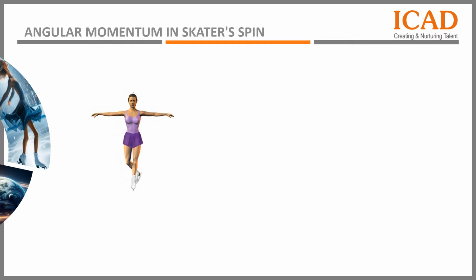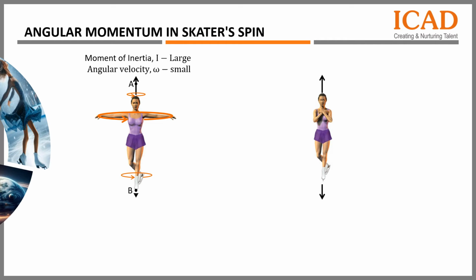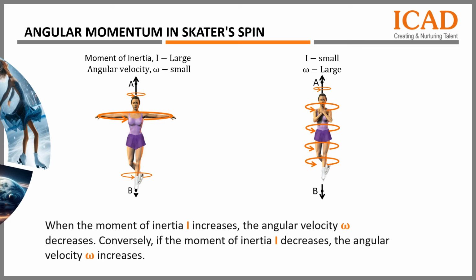Now, let's explore the effect of moment of inertia on angular velocity. We observe that if the moment of inertia I increases, the angular velocity omega decreases. Conversely, if the moment of inertia I decreases, the angular velocity increases.